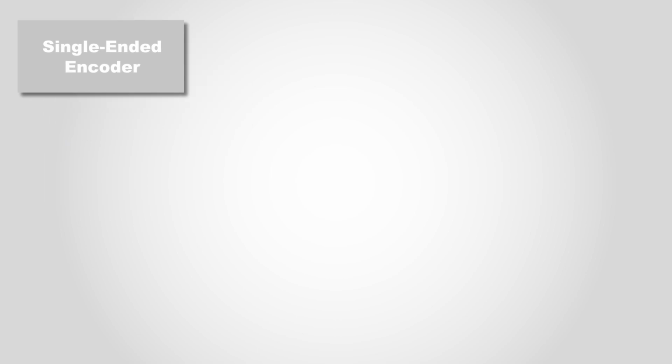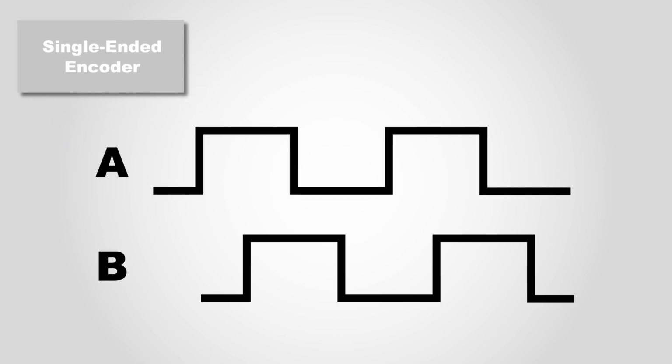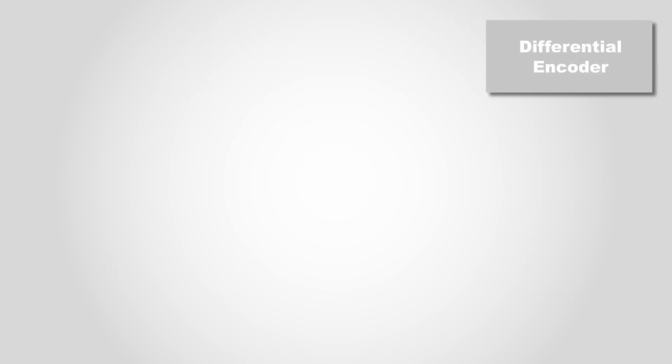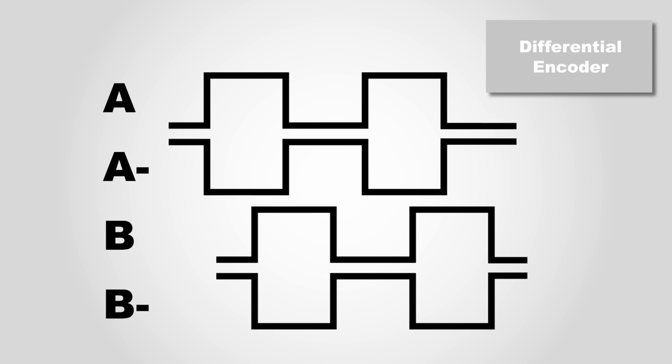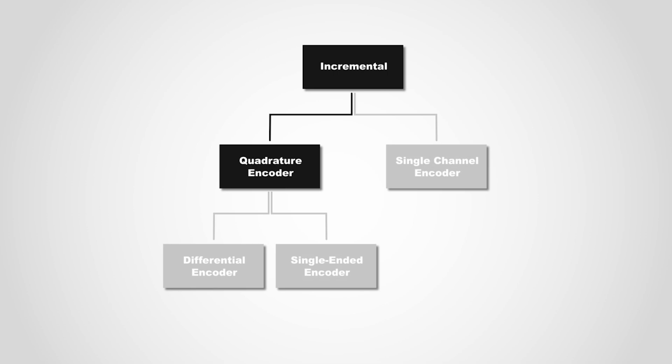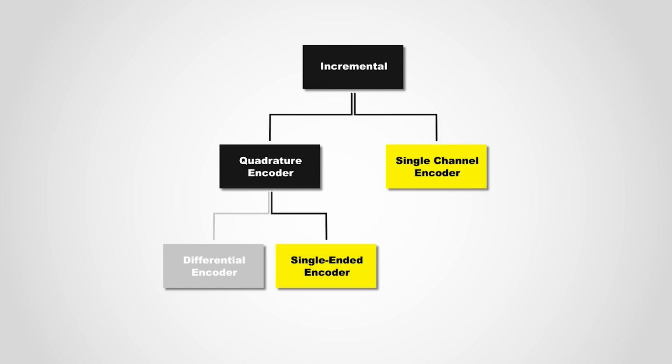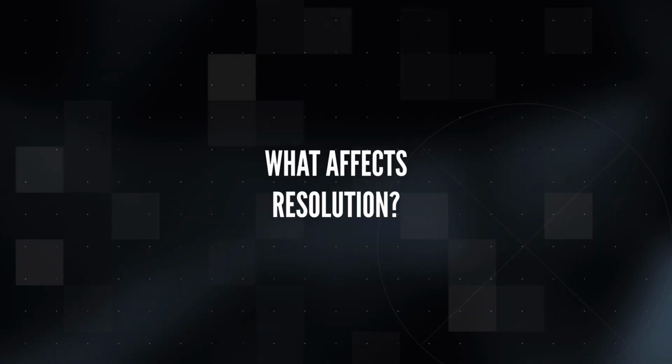A single-ended encoder has two output channels, A and B, and each gives a single voltage signal ranging from 0 to 5 volts, or 0 to 24 volts. A differential encoder has four output channels, A, A negative, B, and B negative, which can help reduce electrical noise. However, since the In-Sight 3800 line scan only has two encoder inputs available, a differential encoder cannot be used. The In-Sight 3800 line scan can be used with either a single channel or a quadrature single-ended encoder. Please refer to the In-Sight 3800 line scan hardware manual for more information.